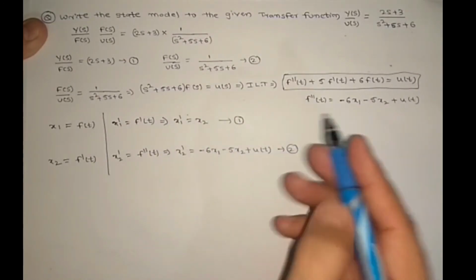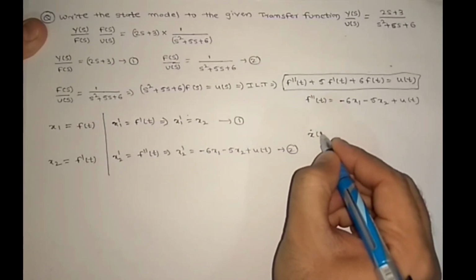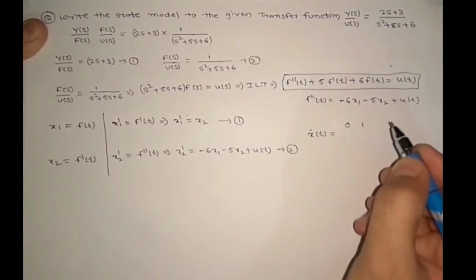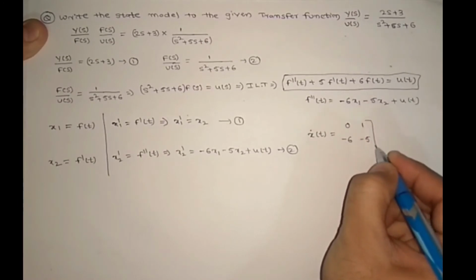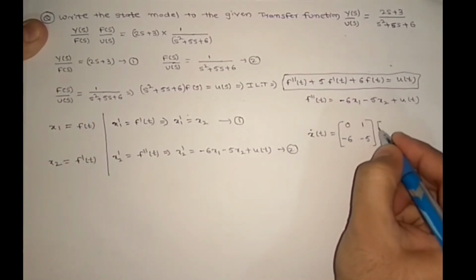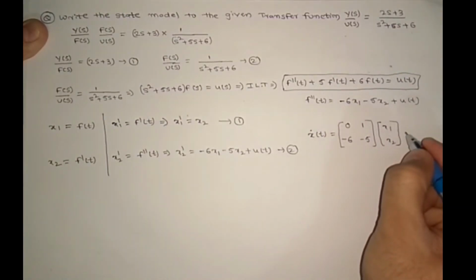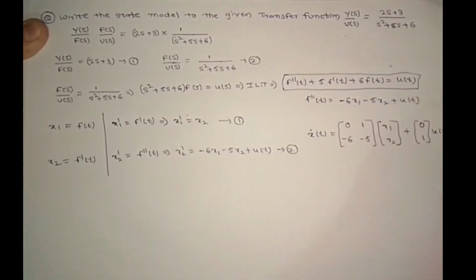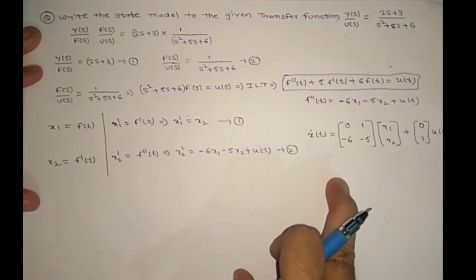Now can you write the state equation? So x dot of t equal to the matrix with 0 1 in the first row and -6 -5 in the second row, times x1 x2, plus 0 1 times e of t. So we wrote the state equation. Now let us write the output equation.